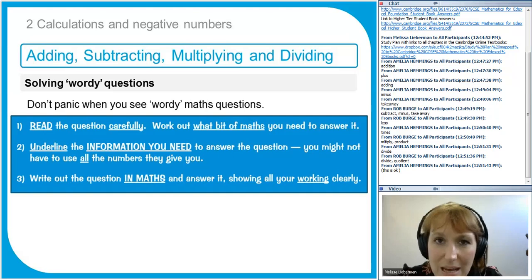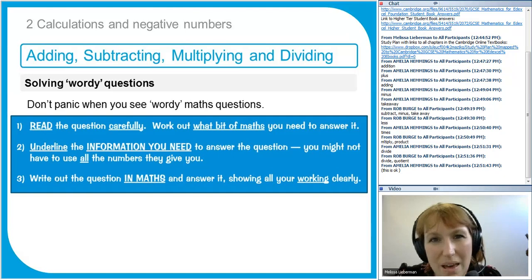Now, often you'll need several steps. So very often you can't just look at the question and get the answer straight away. You'll need to say, right, well, from the information I've been given, I can work out this. From this, I can work out this. From this, I can work out this. And so much of maths will be like that.